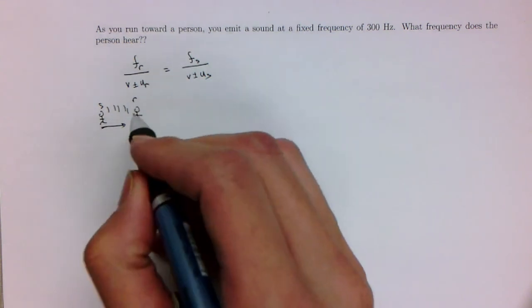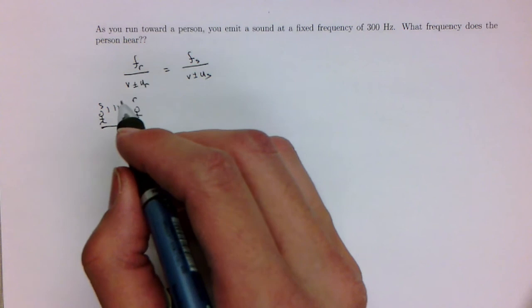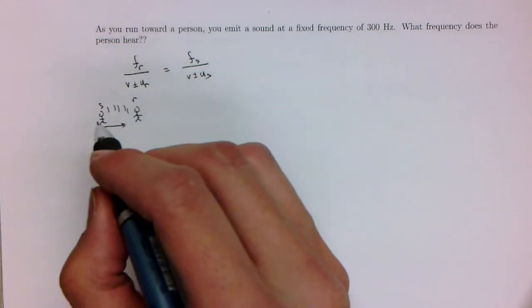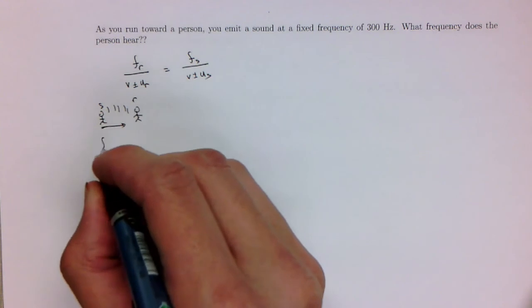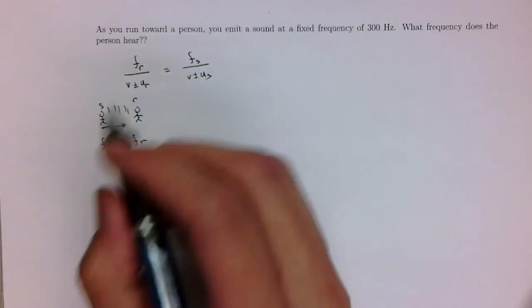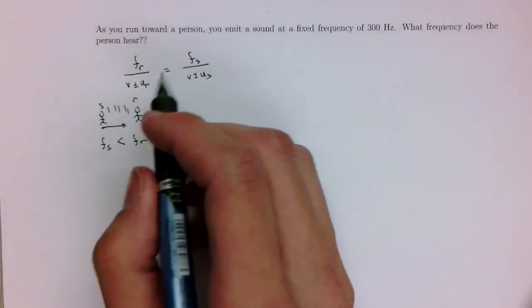Because you're running toward a person, the sound wave crests are going to be more closely spaced, so the frequency the receiver will get will be higher than the frequency of the source. So the frequency of the source will be lower than the frequency of the receiver. That will dictate what sign, plus or minus, we're going to choose.